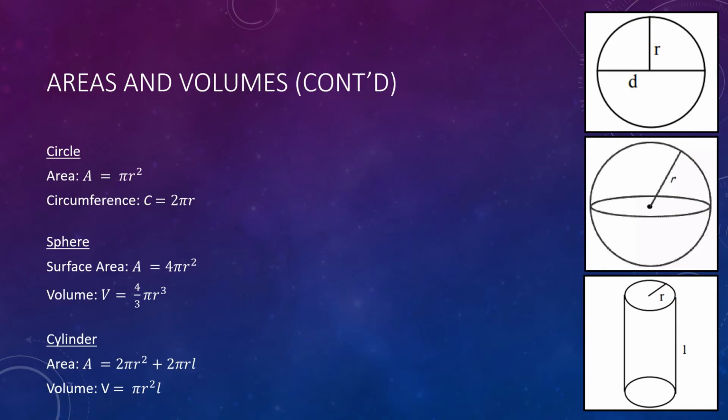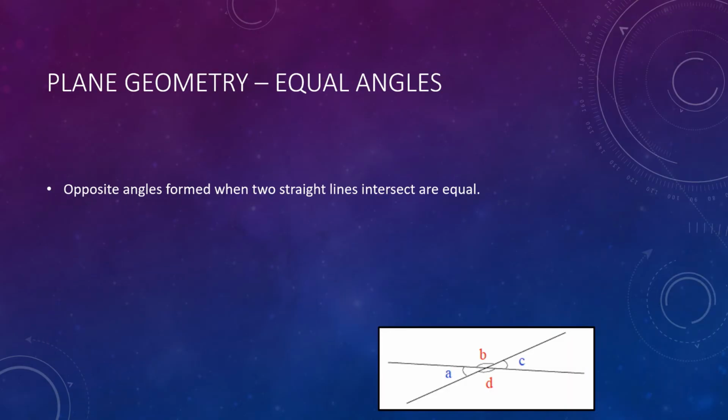All right, we'll continue with a different form of geometry here. We're going to look at plane geometry. In other words, we're going to look at what angles are doing in various situations, let's just say. So here on the bottom, we have an image of 2 intersecting straight lines.